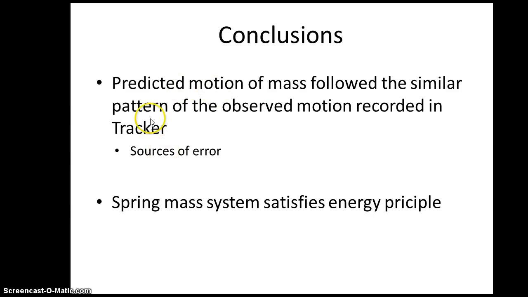In conclusion, this lab did show the predicted motion of mass followed a similar pattern to the observed motion recorded in Tracker. There were possible sources of error which were minute, which included errors in Tracker, but overall the spring mass system satisfied the energy principle.